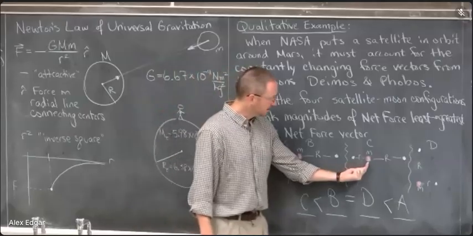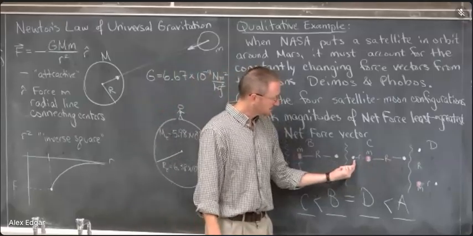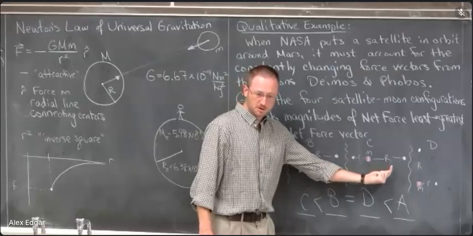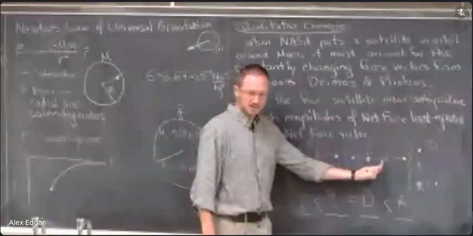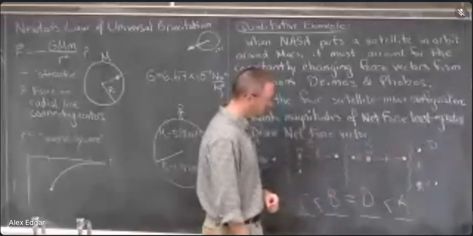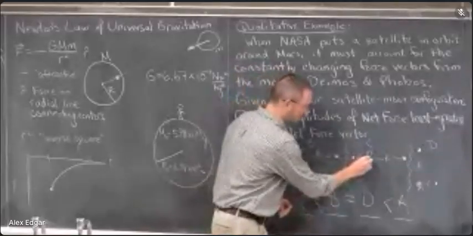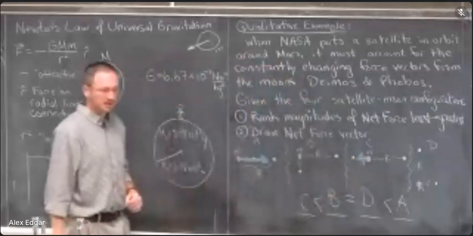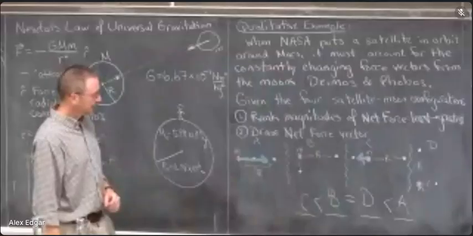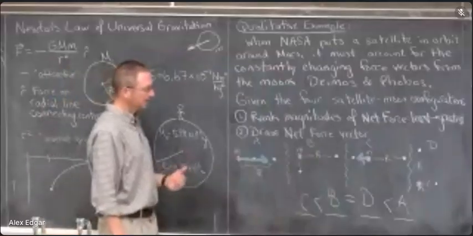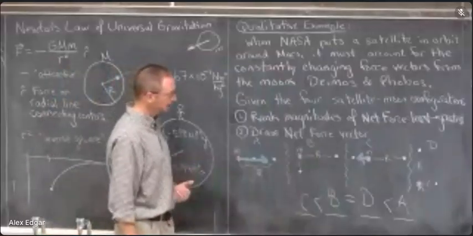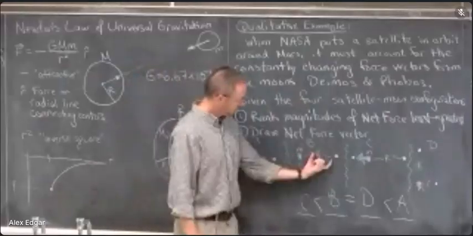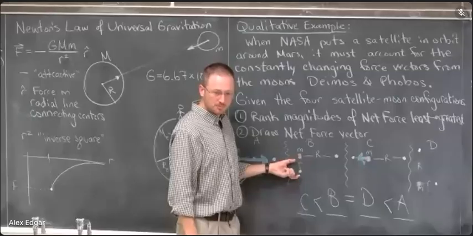Consider C, in which they subtract. We have a larger force pulling to the left and a smaller force pulling to the right, and this is because of the distances. Remember the inverse square law. So the net force for C will be a small arrow that points to the left. It points to the left because the moon on the left is much closer than the moon on the right.